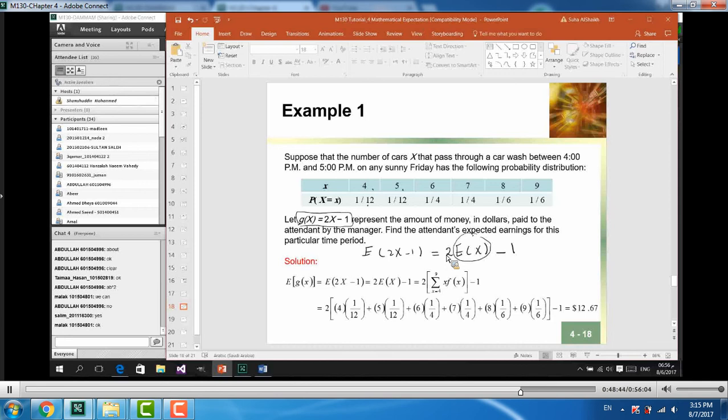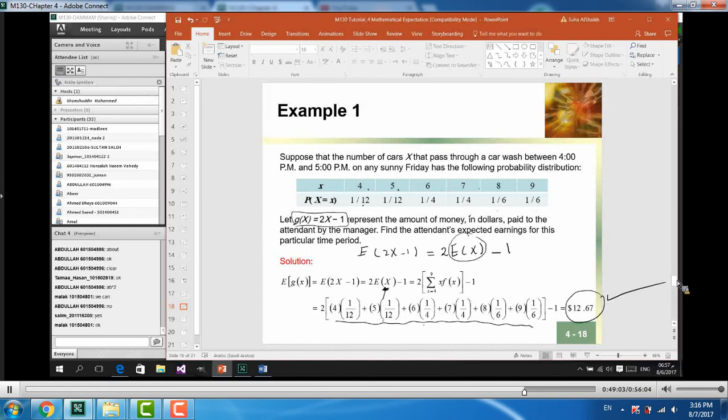Find everything. هذا الاكسبكتيشن, the usual expectation that we know. Find everything, the total, multiply 2 minus 1 and get the result. This will give you the same result that you got before. It's easier that way. ولا easier ولا لا? Now this expectation is nothing but the sum of x fx. Okay, and instead of doing it for a function, squaring, adding, substituting, we may get messed up with the numbers.